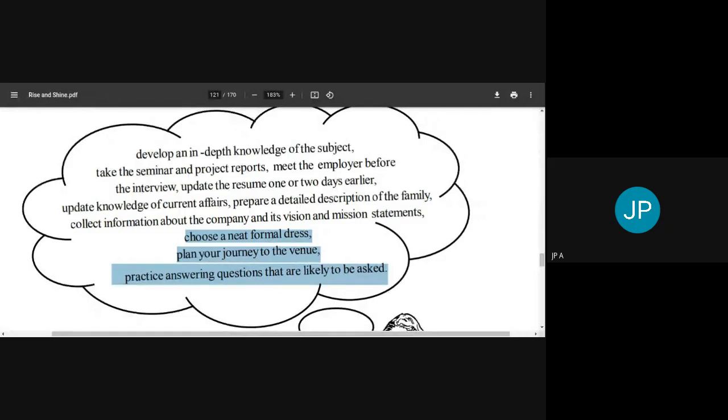If you wear a lot of ornaments for an interview, it is not good. So the minimum amount of ornaments, especially when women go for the interview, a simple dress, etc., are something that is required in an interview. And planning the journey. Yes, all these three things are relevant. Planning the journey for the venue is also important.